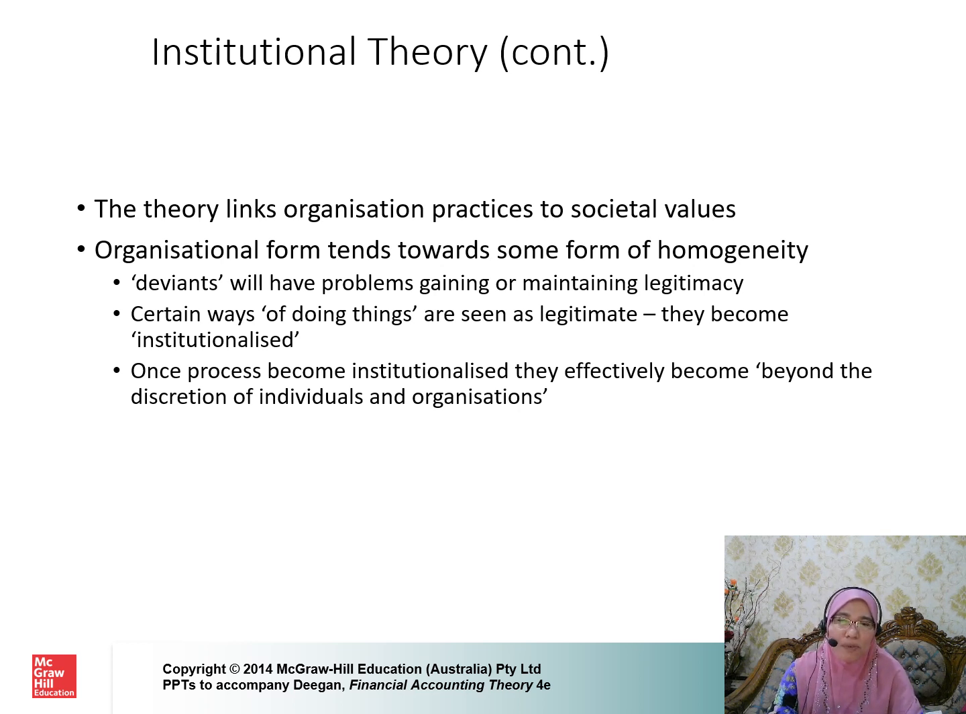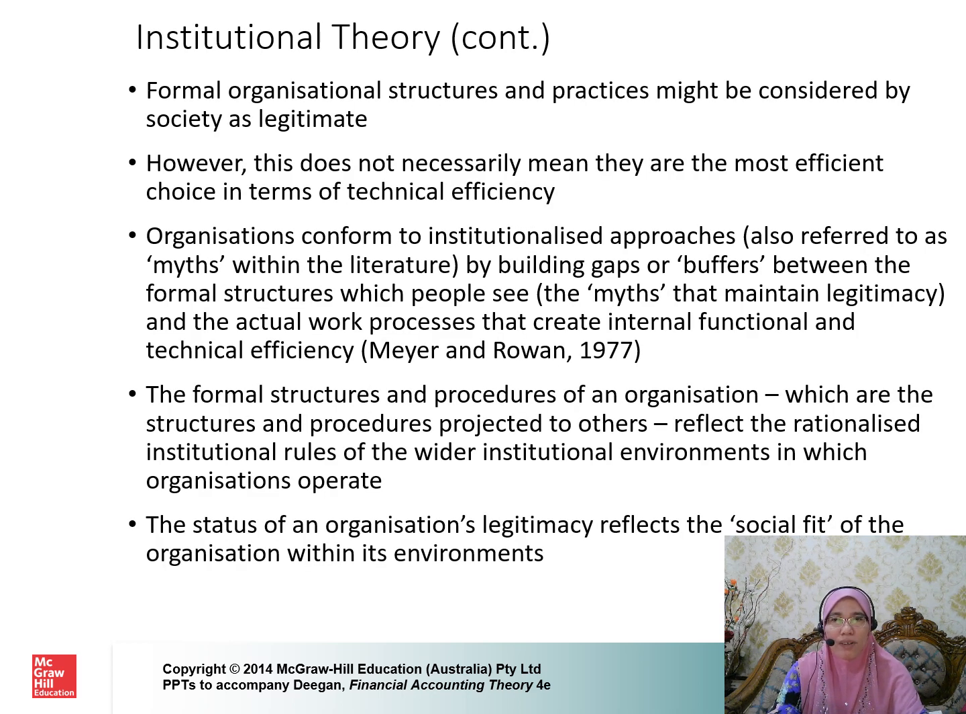So there are certain ways of doing things which are seen as legitimate, and they become institutionalized. They become accepted as legitimate. Once the process becomes institutionalized, they effectively become beyond the discretion of individuals and organizations. Formal organizational structures and practices might be considered by society as legitimate, but it does not necessarily mean that they are the most efficient choice in terms of technical efficiency. So the organization will conform to institutionalized approach by building gaps or buffers between the formal structures.